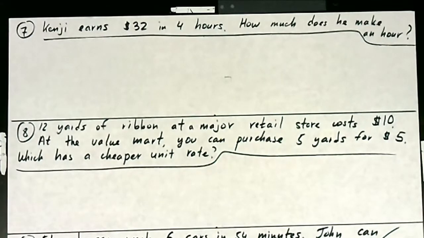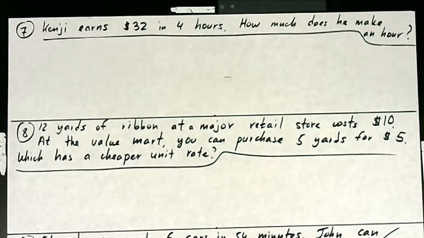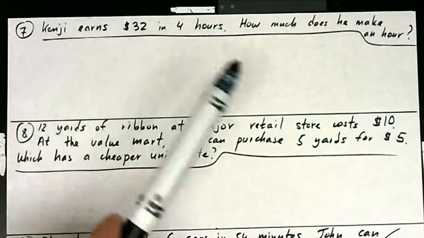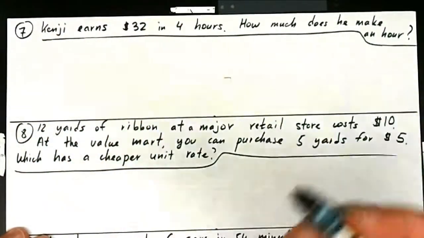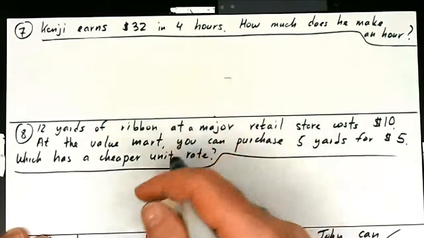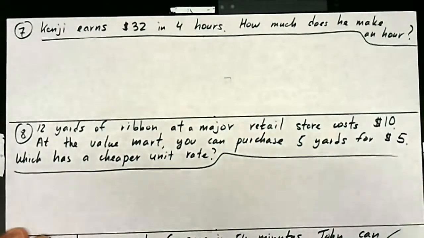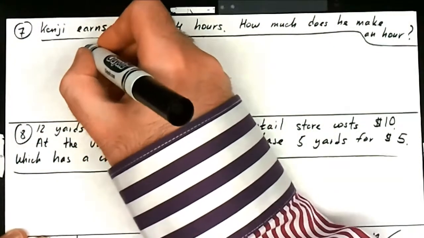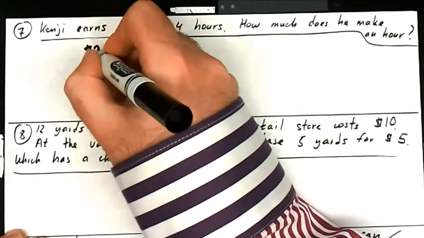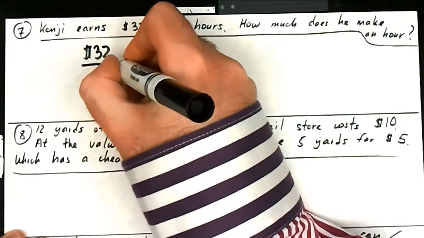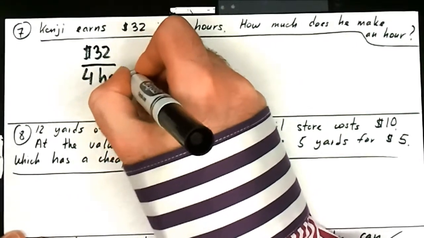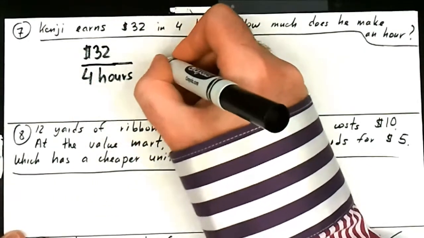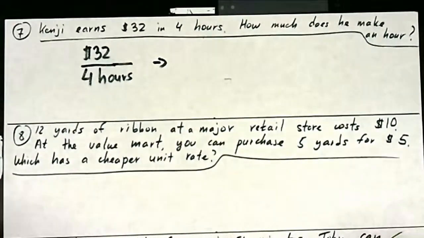Well, the first thing I want to do is write the numbers in a ratio, or as a rate, because now we have relevant units. So it's going to be a ratio with units, which is a rate. So it's going to be $32 over 4 hours. What do I want to do next? What's my next step?